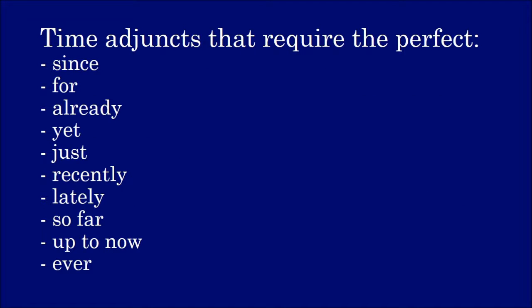This is a list of time adjuncts that require the present perfect: since, for, already, yet, just, recently, lately, so far, up to now, and ever.